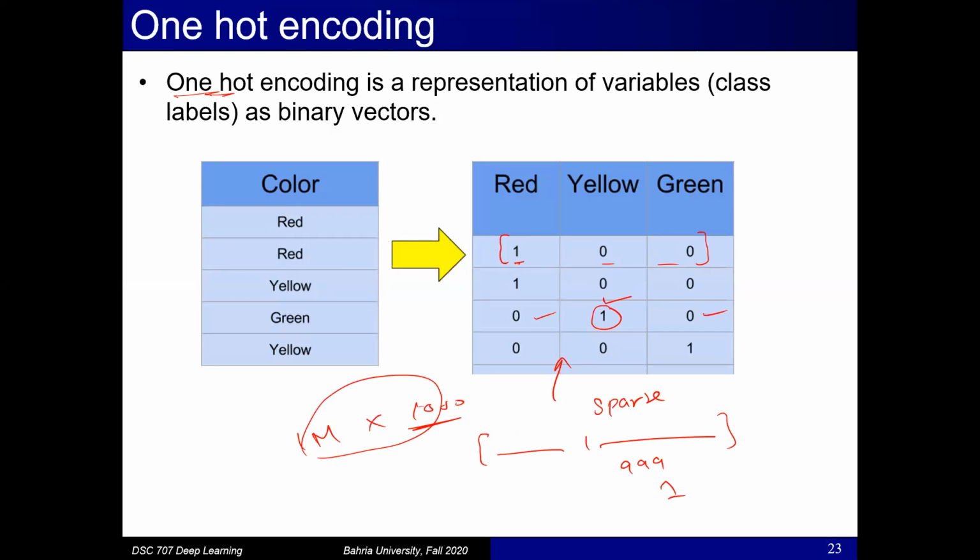But still this is a very simple notation for the machine to understand. So most of the time that we are doing some implementation, we'll be using one hot encoding. But of course, there are other ways that we'll see once we actually implement it.